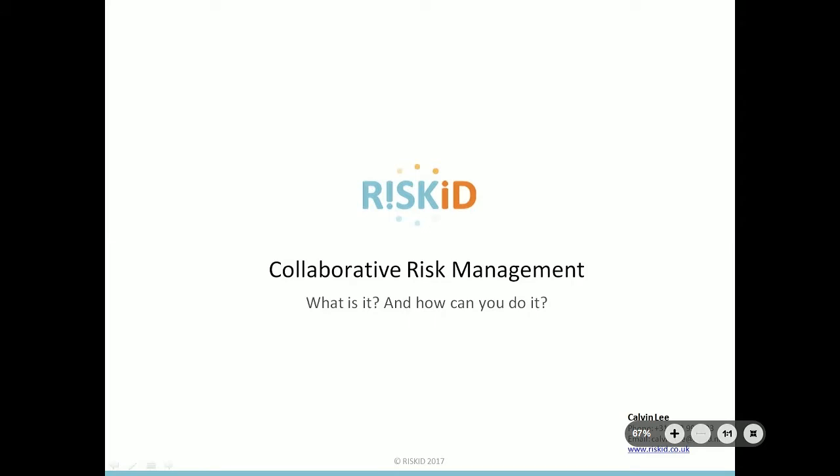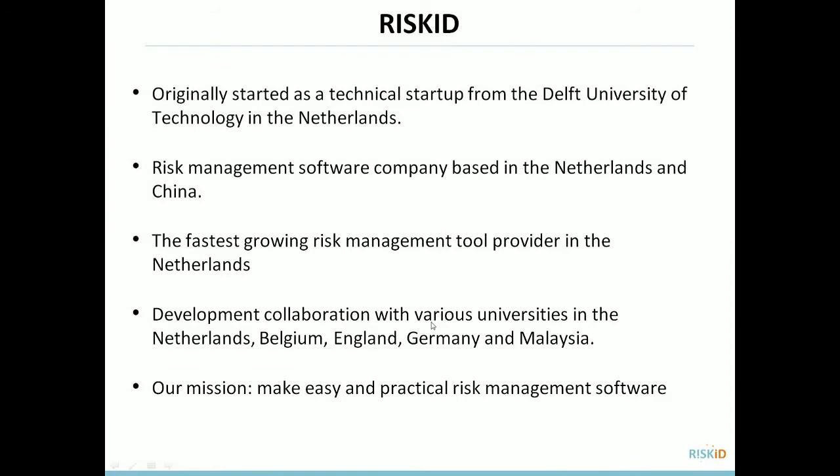So my part will be talking about collaborative risk management, what it is and how you can do it. Let's start with ourselves, RISKID, a short introduction. We are originally a technical startup, about 8 years ago, from Delft University of Technology in the Netherlands. We're basically a risk management software company based in the Netherlands, and we have an office in China as well. In the Netherlands, we are the fastest growing risk management tool provider.